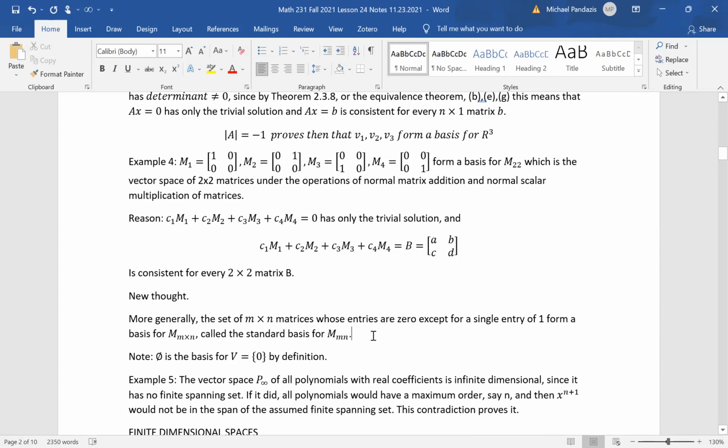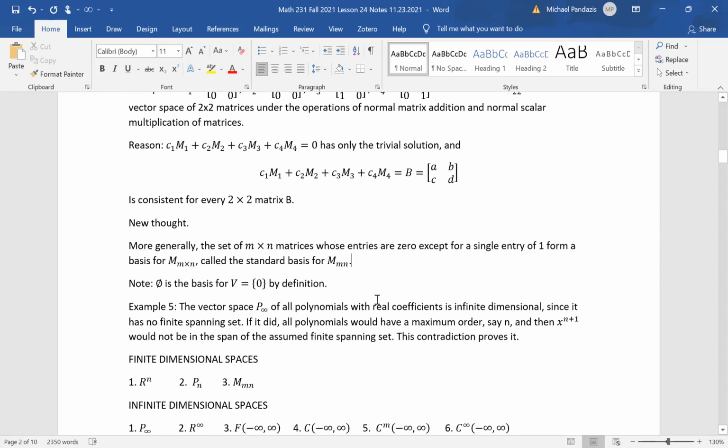Okay, so it forms a standard basis for M sub mn. Note the null set is a basis for the zero vector space. Okay, so the basis for the zero vector space is the null set.